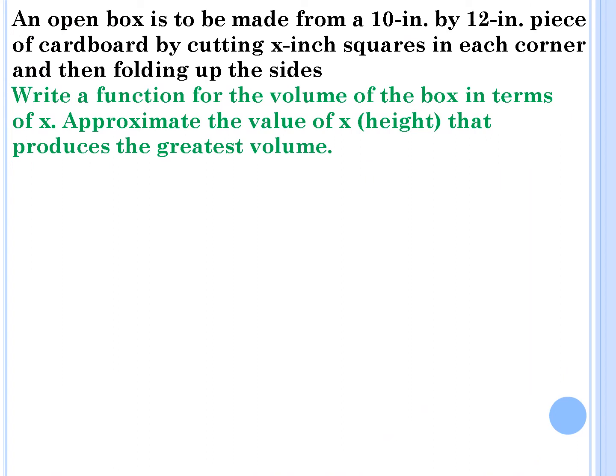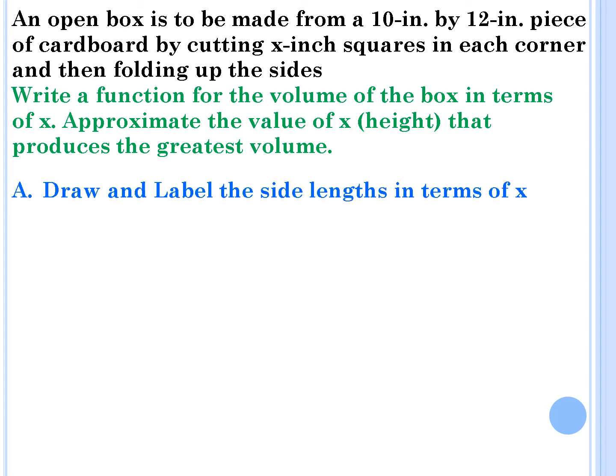So here's the problem. It says an open box is to be made from a 10-inch by 12-inch piece of cardboard by cutting x-inch squares in each corner and then folding up the sides. Write a function for the volume of the box in terms of x. Approximate the x, which is the height, that produces the greatest volume.